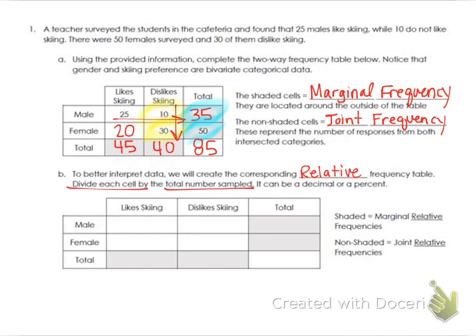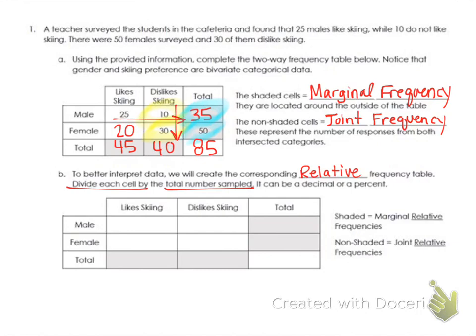And the shaded section, again, marginal relative frequency, non-shaded joint relative frequency. So it's very similar to the first part. It's just we're adding that relativity, which basically just means that we want to find a percentage of people who like, dislike, male, female, whatever it may be. So for number 1, I'll do male. I'll do like skiing.